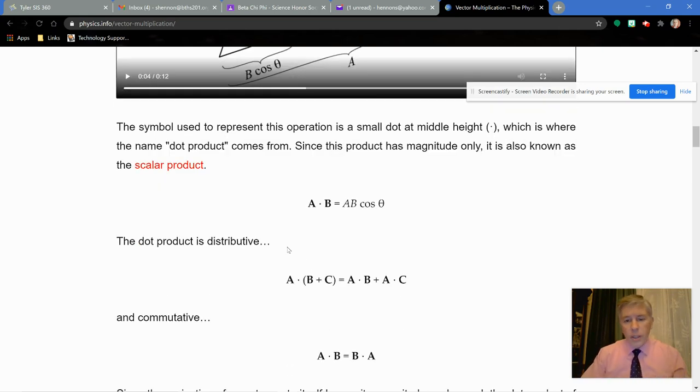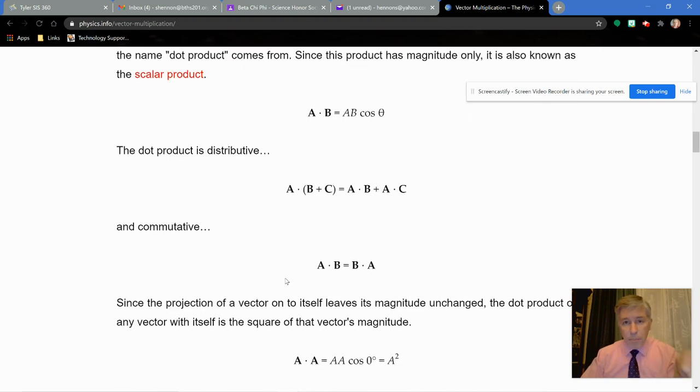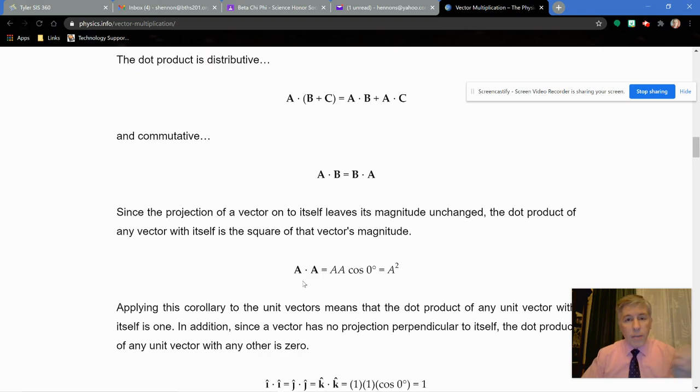It's distributive. So in other words, you can distribute it through, if I had a vector times the sum of two vectors. It's commutative, meaning that A dot B is the same as B dot A, which is kind of nice. If you dot a vector with itself, since the angle would be 0 degrees, it's just going to be the magnitude of that vector squared. So it doesn't actually change anything.